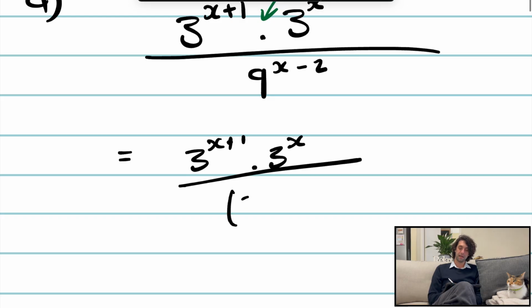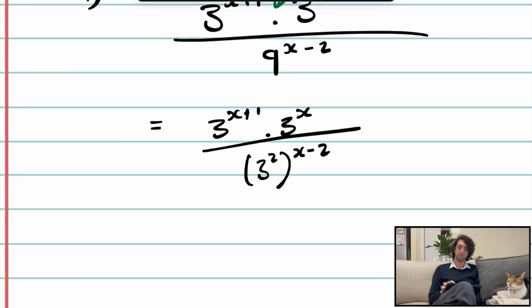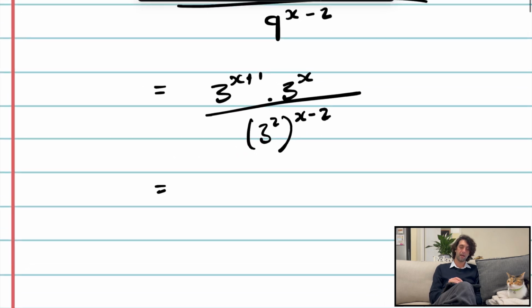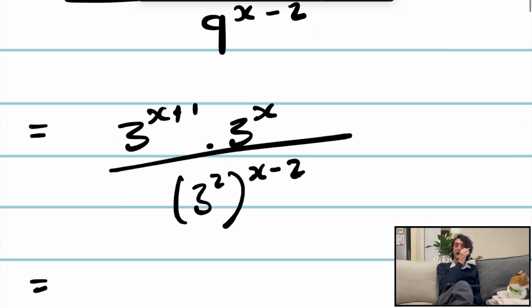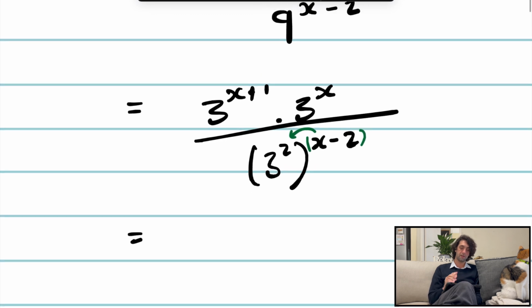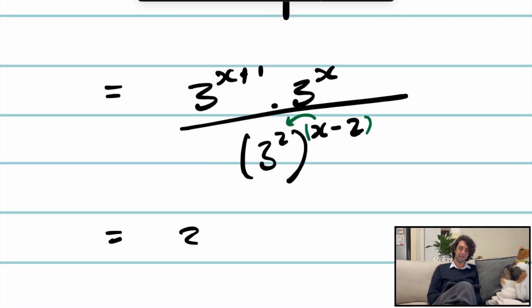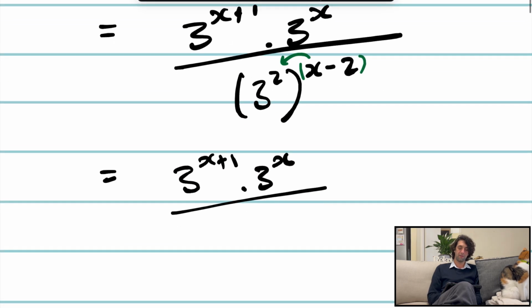So 9 is going to become 3 to the power of 2, okay? And that's x minus 2. Now what I need to do is use my exponent law to multiply this into my bracket. That x minus 2 is going to multiply into that squared over there. So I end up with 3 to the power of x plus 1 multiplied by 3 to the power of x, all divided by 3.